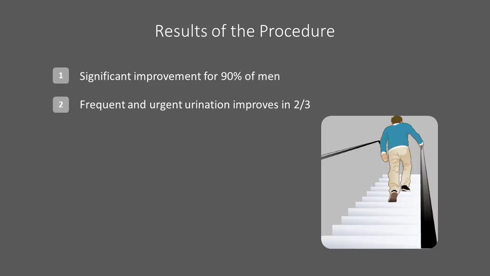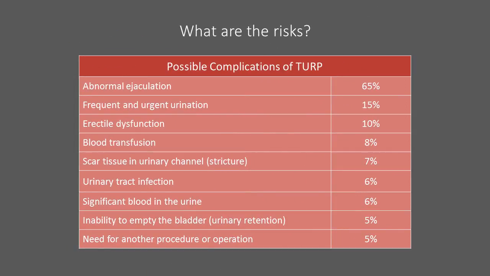Nearly 90% of men note significant improvement of urinary symptoms after TURP, making it the true gold standard of treatment for an obstructing prostate. Studies have shown that no medical therapy or alternative procedure has achieved as high a success rate as TURP. For patients with predominant symptoms of frequent and urgent urination, these symptoms will improve 2/3 of the time. This slide lists the most common possible complications of the TURP procedure. It is possible that some of these numbers may have improved in recent years owing to improvements in technology.